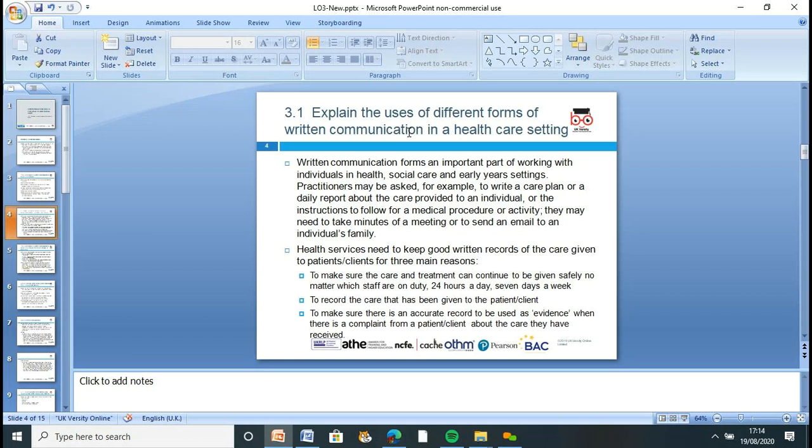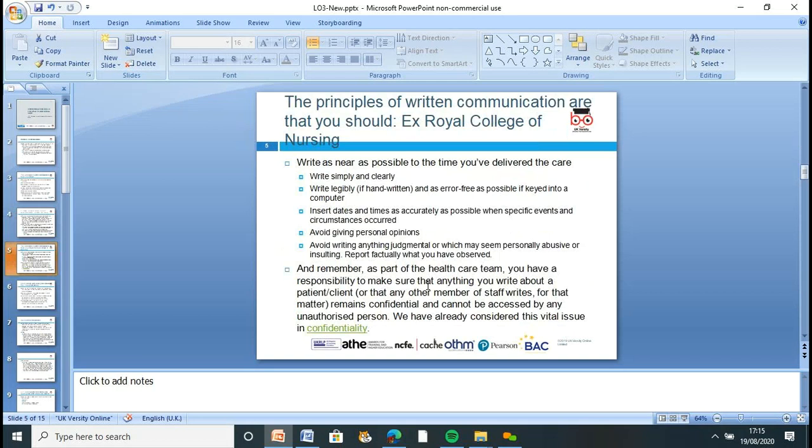Practitioners might be asked to write a care plan or a daily report about the care that is provided to an individual, and they might have to follow the instructions for the medical procedure that they've given to that person. They also might take minutes at a meeting, or send an email. For example, there have been times where I've had to administer eye drops to my students who are below a certain age or who are vulnerable. As soon as I've done that, I've had to write down how many drops I gave, how much medicine is remaining within their eye drops, and at what time I gave it.